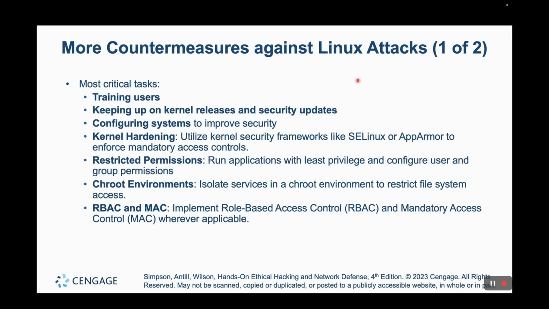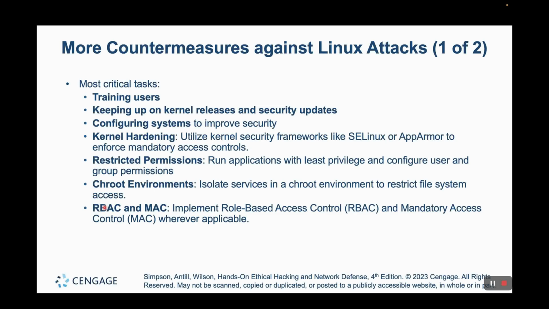Countermeasures against Linux attacks: training users, keeping up on the kernel release and security updates, and configuring system and application to improve security. Kernel hardening, for example, you could use SELinux or AppArmor to enforce mandatory access control. We'll talk about it. Restricted permissions: run applications with the least privilege and configure user and group permissions. Change root environments: isolate services in a chroot environment to restrict file system access. And then you could apply role-based access control.